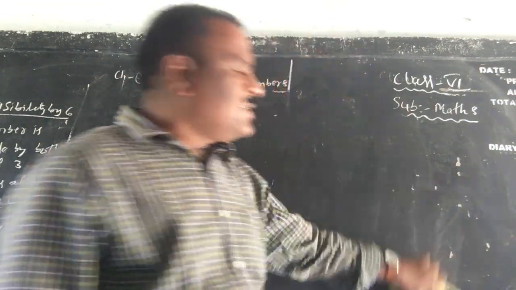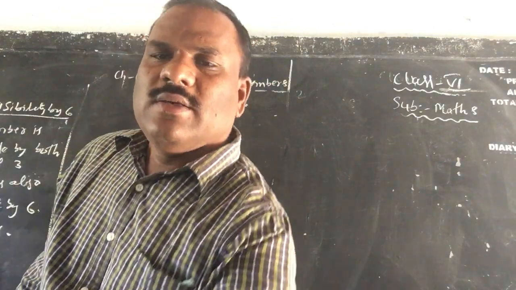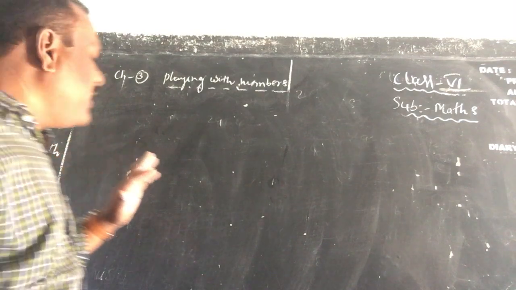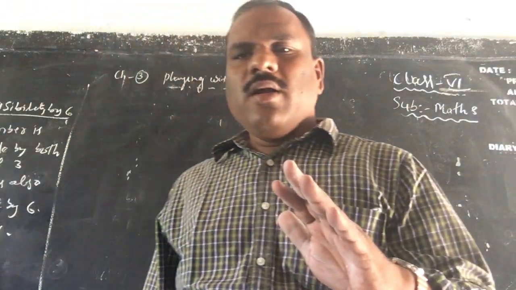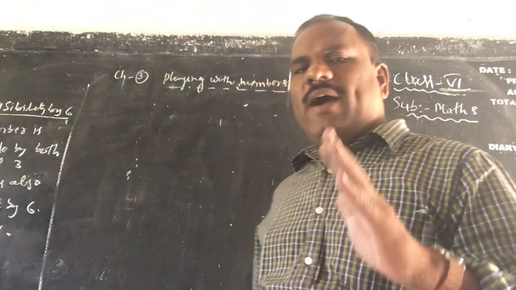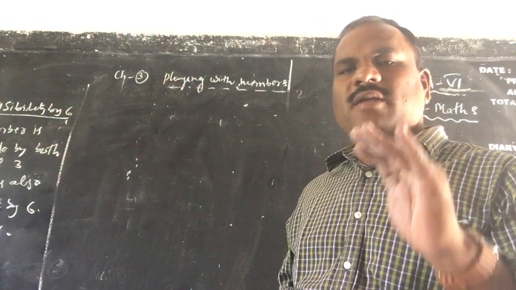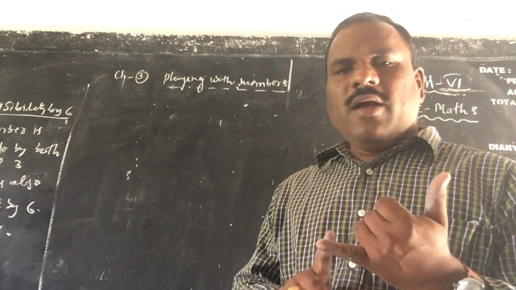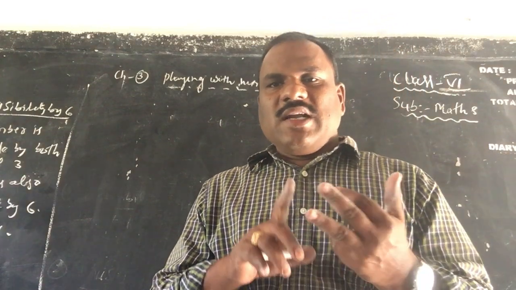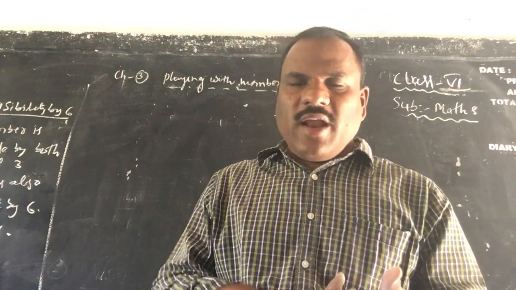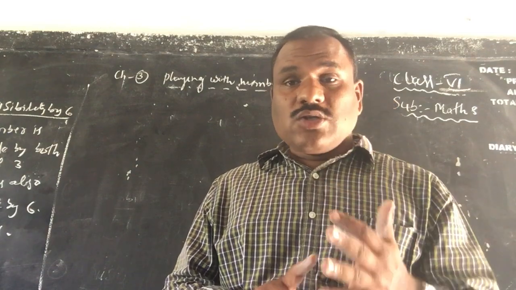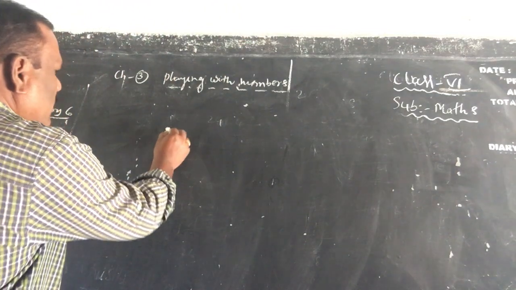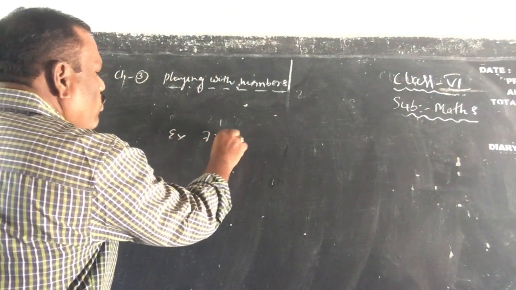Divisibility by 6, children. If a number is divisible by both 2 and 3, then the number is also divisible by 6. For example, children, take 7224.